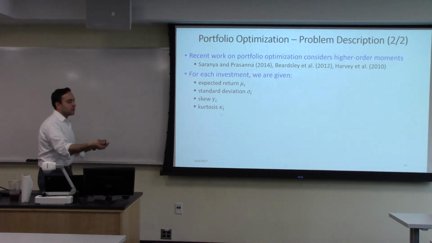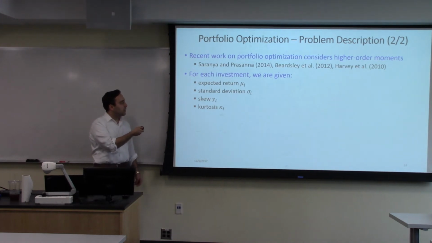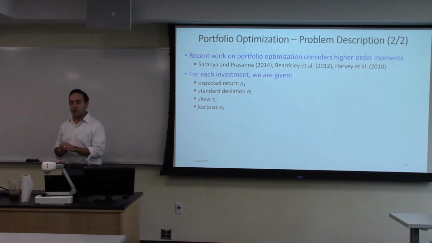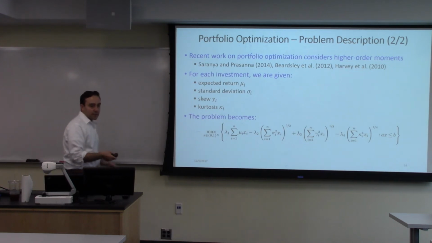So let's generalize the framework by Alper. Instead of just having expected return and standard deviation, you also have some skew and kurtosis. Now what do you end up with? You get a problem like this. Still you have this knapsack constraint.